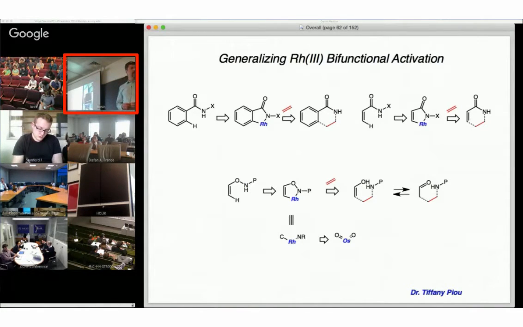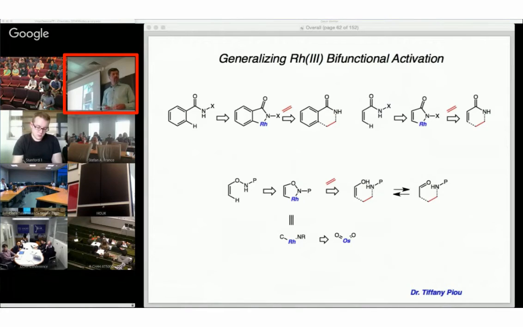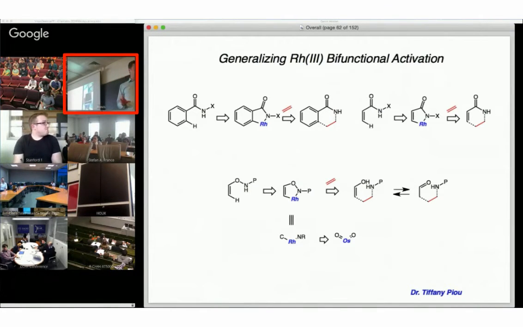Could we generate a rhodacycle of an enol ether? The coordination, migratory insertion, and reductive elimination should generate the molecule in the middle there, where an enol and an amine has added across an alkene. And you can tautomerize the enol to the ketone, and you have a carboamination reaction. And just to compare, that key carbon-rhodium amido, in our interpretation, should look like osmium tetroxide, i.e., we thought we could add the carbon and the nitrogen syn across the alkene in what we hoped would be a stereospecific fashion.